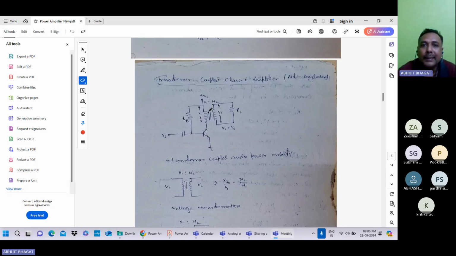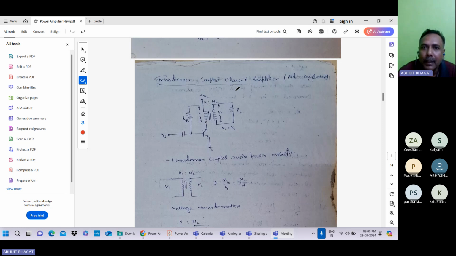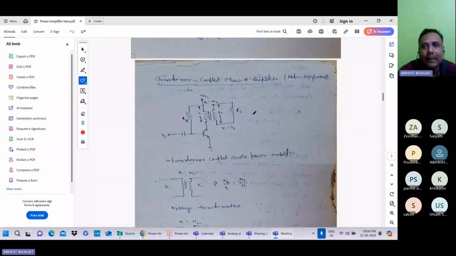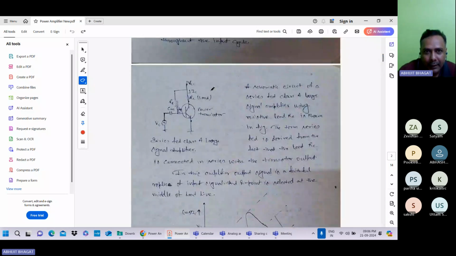If you compare the circuit diagram for the transformer coupled class A amplifier and the series fed class A amplifier, you can see that where the load is connected in the series fed amplifier, at that place there is a transformer. Whatever the terminals at which we connect the load, this terminal is replaced with a transformer.